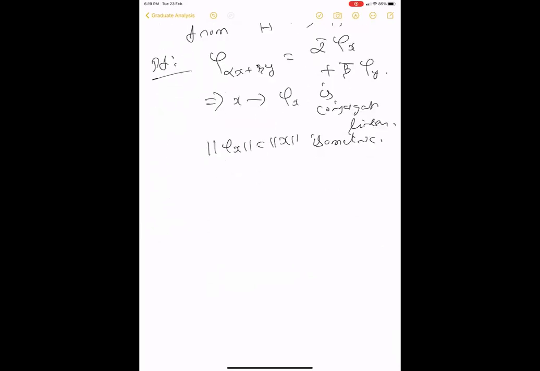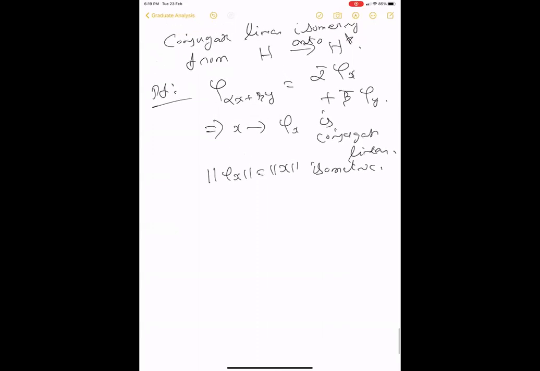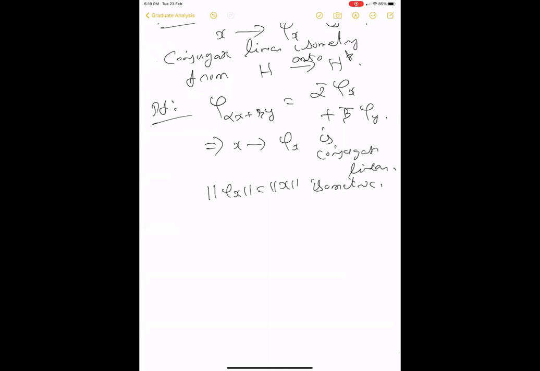If phi_x equals 0, then x is also 0. It's a linear map, and for a linear map it's enough to verify injectivity at 0. If something maps to 0, then that is 0. So isometric is clear. All we have to prove is that it's onto. We want to prove that x going to phi_x is onto H star. If you have any linear functional, then it looks like phi_x for some x.